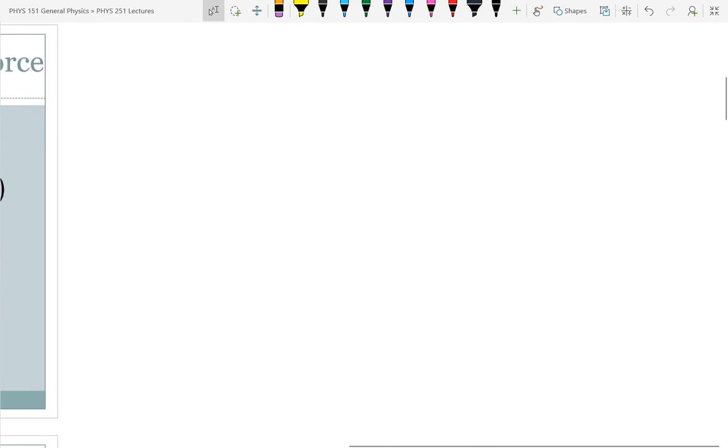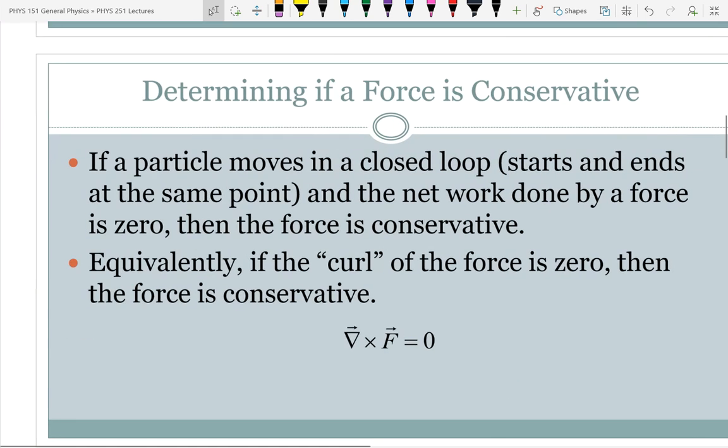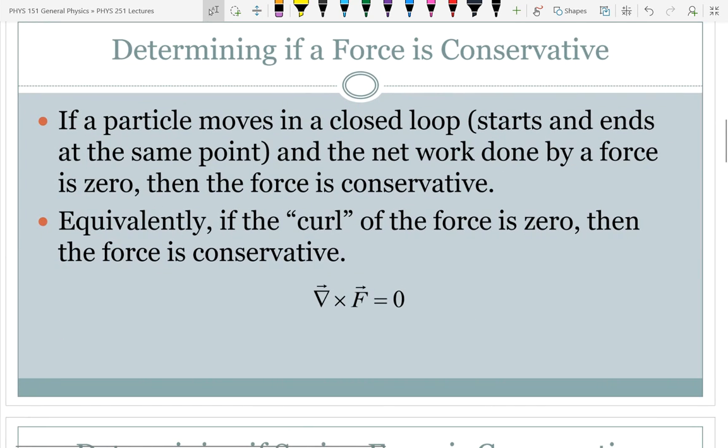Okay, so let's not go this way. Let's go this way. Potential energies are only defined for conservative forces. Conservative forces, the word conservative we talked about yesterday, means that you don't gain or lose anything. So conservative forces, we have a couple definitions here besides that.